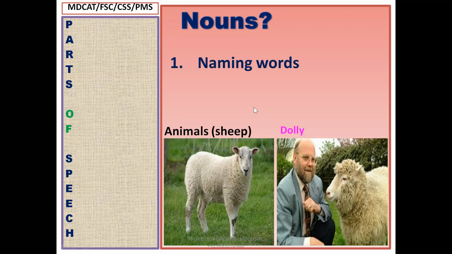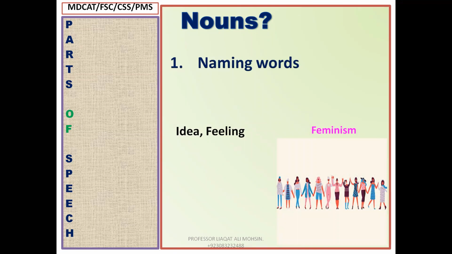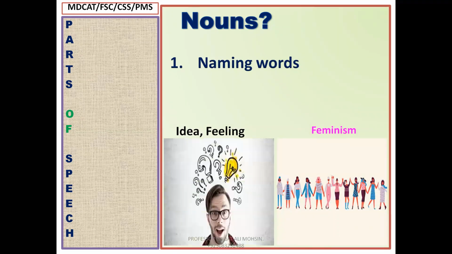So the result is that the naming words can be of animals, they can be generalized, they can be specific, as the dolly indicates. Now, nouns are the naming words of what? Idea or feeling. Idea, concept, feeling, feeling of love, feeling of hate, feeling of kindness, honesty. These are the feelings or concepts.